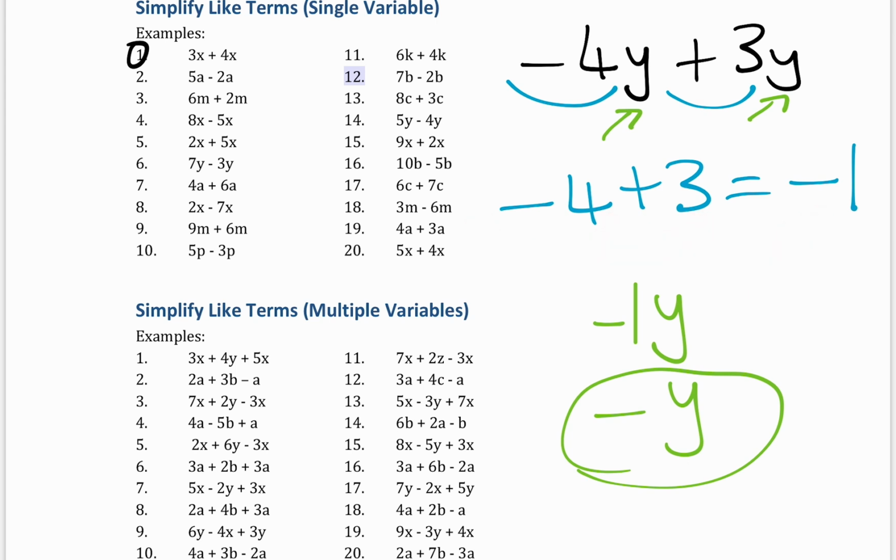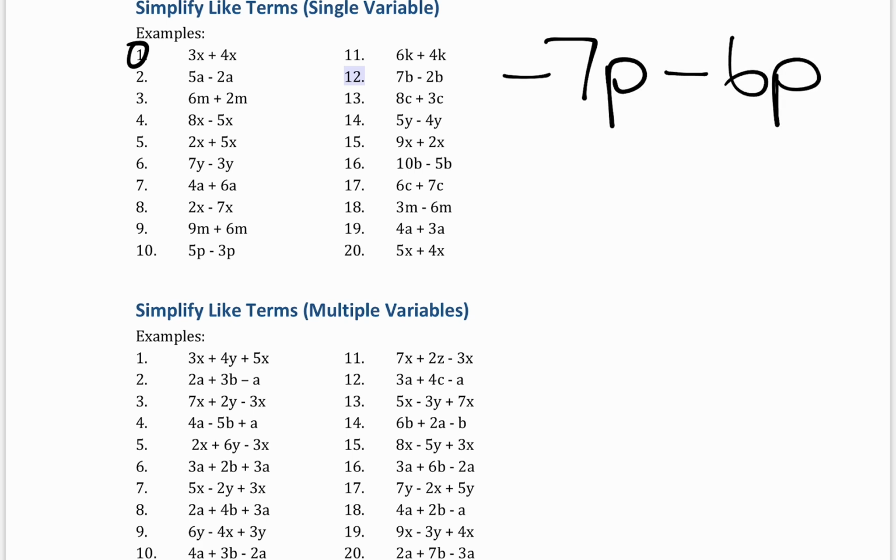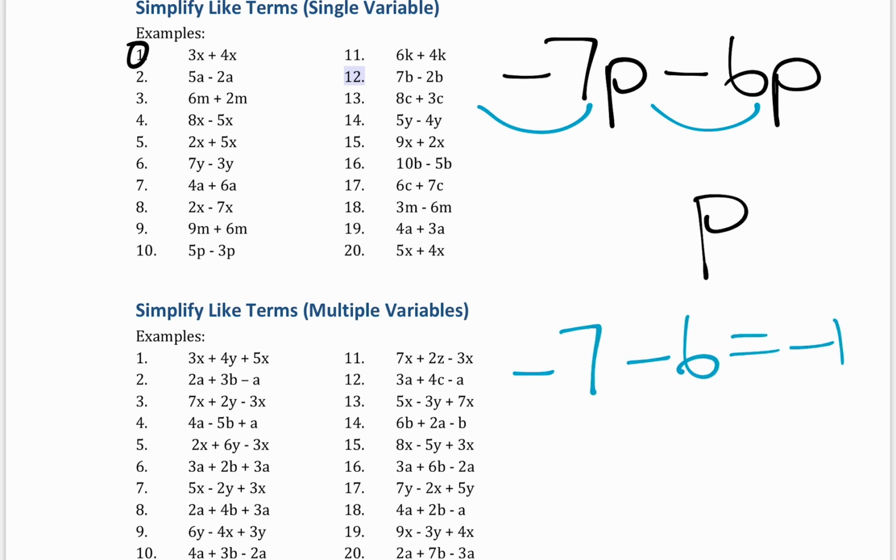Let's maybe do one with 2 negatives. So if you do 2 negatives, for example, minus 7p minus 6p, again look at the variables, that's the same, which is p and p. So now you know your answer will be p, and now you do the integer part. We have minus 7 and minus 6. On your calculator, type minus 7 minus 6, you'll get minus 13. So your answer will be minus 13p.